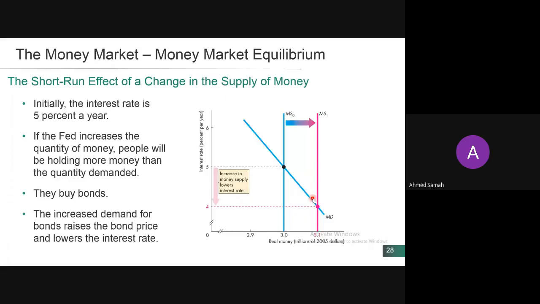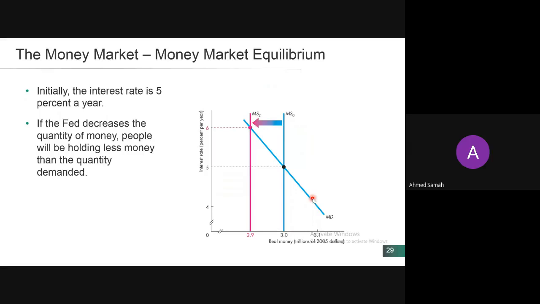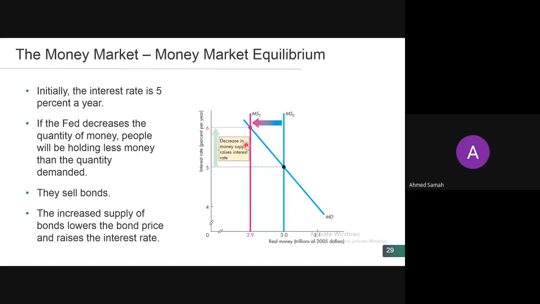If the opposite happens, if the Fed decreases the quantity of money and people will be holding less money than the quantity demanded, then they will sell bonds. This will increase the supply of bonds in the market, so the bond prices will fall. Then it will increase the interest rate.